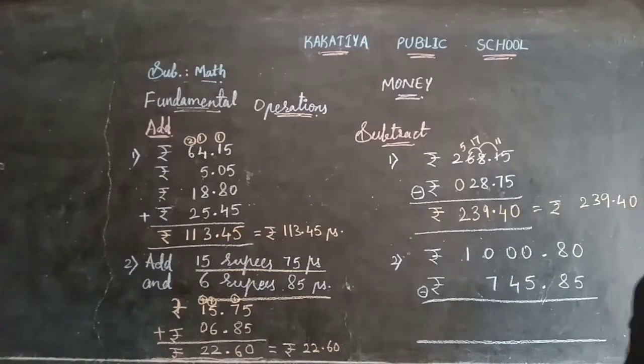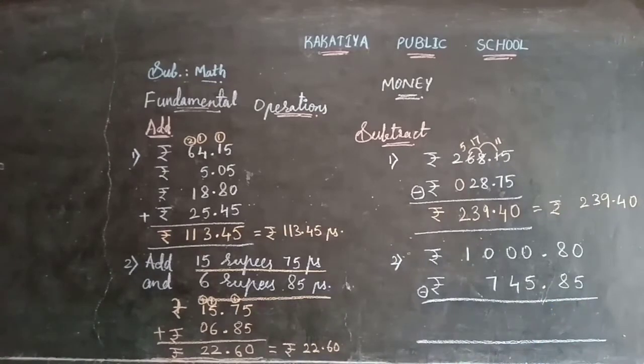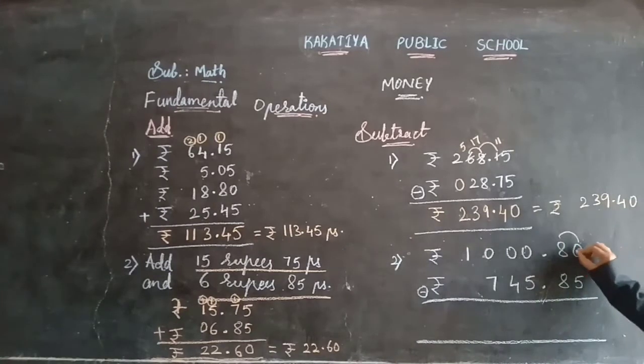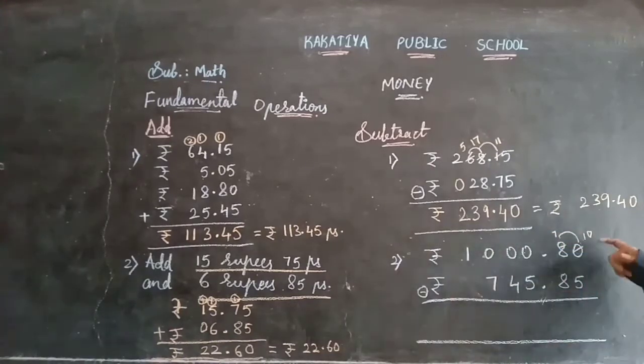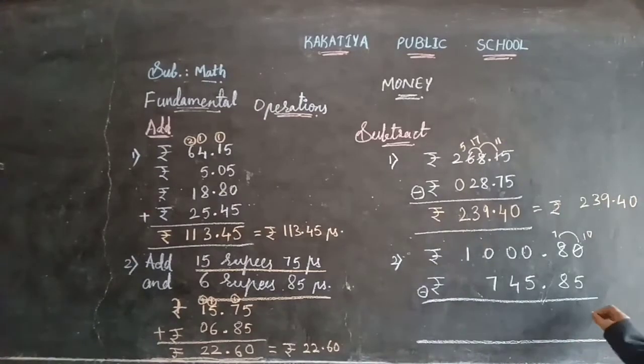Coming to this problem here. Now 1000 rupees 80 paise and 745 rupees 85 paise we need to subtract. Okay. So here first 0 minus 5. Is it possible to subtract, children, 0 minus 5? No. So we need to take the borrow here. So it will become 10 and it will become 7. Yes. Now 10 minus 5, or else you can start counting from 5 to reach the 10. 5 after here 6, 7, 8, 9, 10. So we require 5 numbers to reach the 10, or else 10 minus 5 is 5.